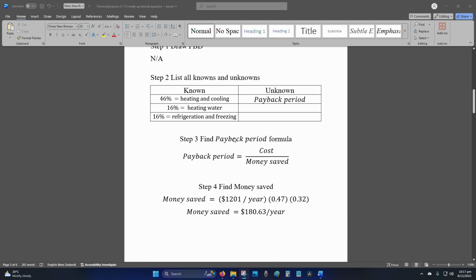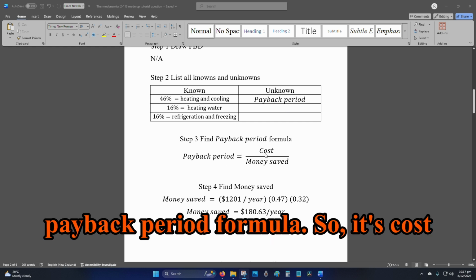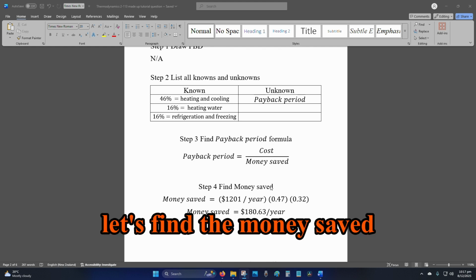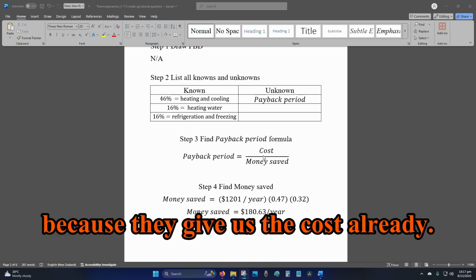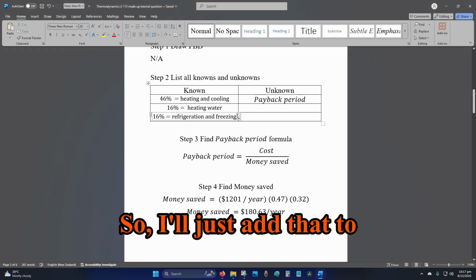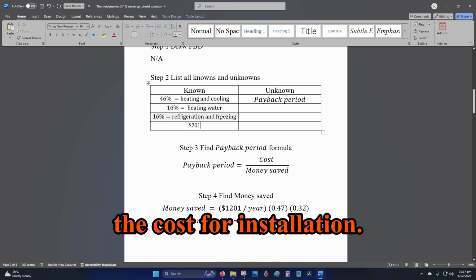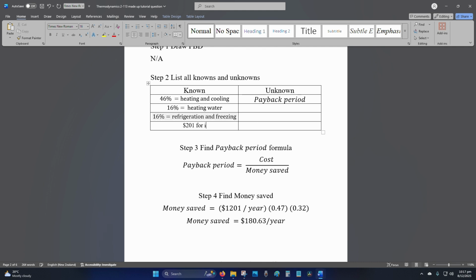Step 3, find the payback period formula. So it's costs divided by money saved. So let's find the money saved because they give us the cost already. So I'll just add that to the given values. So that's the cost for insulation.